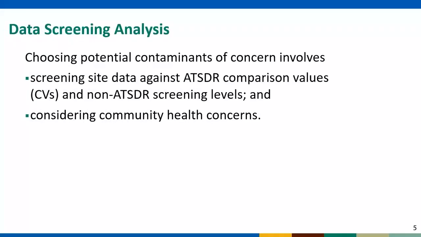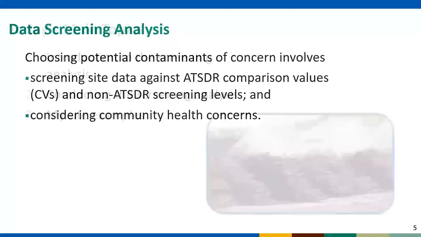As mentioned, today's presentation is based on FAT Module 6. We'll go over the screening analysis that involves using health-based ATSDR CVs and non-ATSDR screening levels. In general, screening levels ATSDR uses are derived from chemicals for which adequate toxicity data exist for each route of exposure of interest. Choosing these contaminants involves screening your site data and looking at and considering community health concerns.